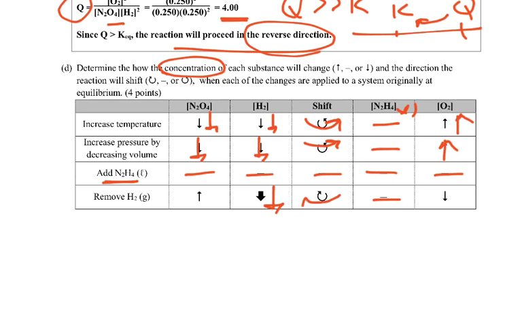If we remove some H2, well, whatever we remove is going to go down. Okay, then it's going to shift back toward what we take away. So that means our product is going to go down and our reactant is going to go up. And that's how we solve those kinds of problems. And that is the entire exam.